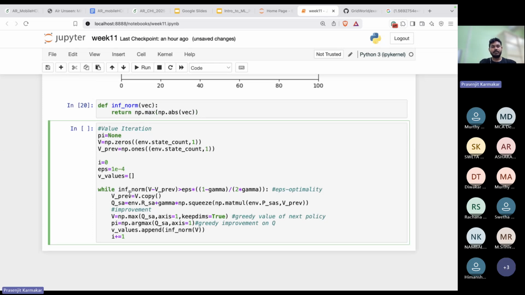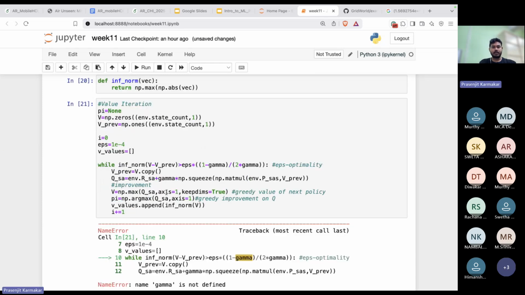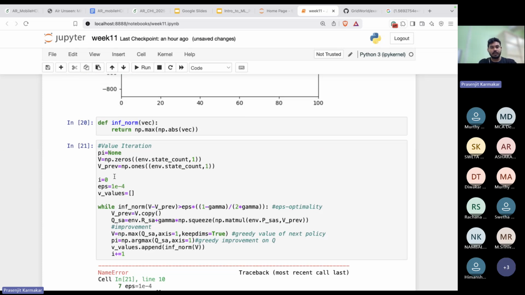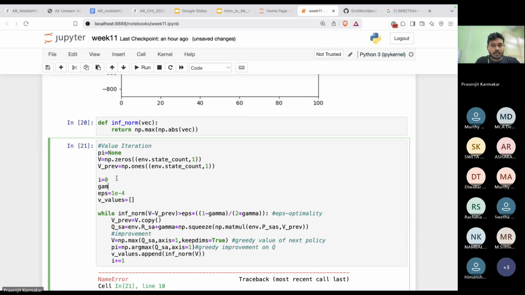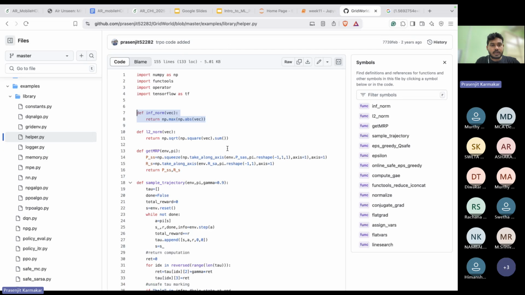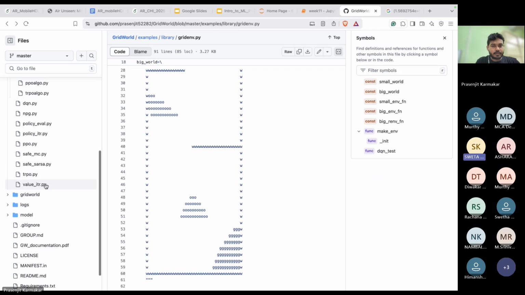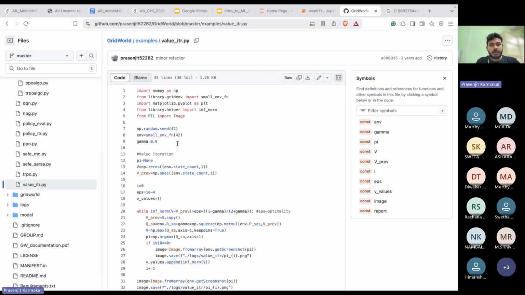Now if I run this on the same environment, how many iterations will it take? I just run it. Yeah, gamma is not defined. Let me define gamma here. What was the gamma we defined earlier? Gamma was 0.9, right? So 0.9.